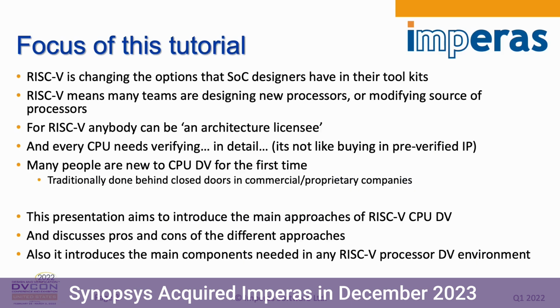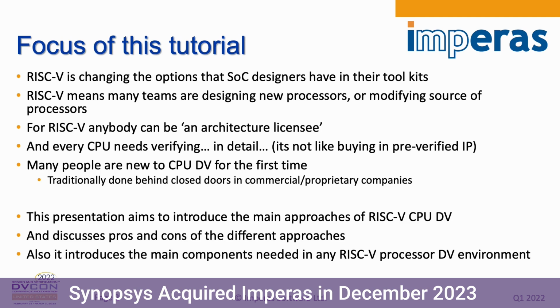So the focus of this tutorial is really to talk about RISC-V and the fact that RISC-V is changing the options that SoC designers have, because anybody can now design a processor. You can pick up open source, you can modify it, you can change it, you can license IP from people and then modify it. So anybody can become an architecture licensee here. And if you develop your own processor, you need to verify it. And it's not like buying in pre-verified IP. You are going to have to do the verification of it. And most likely, this is going to be new to you.